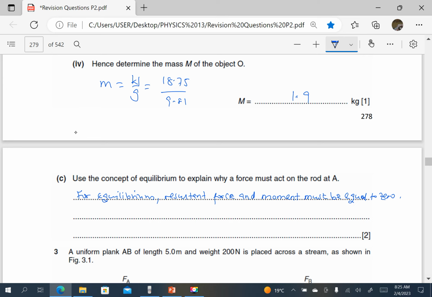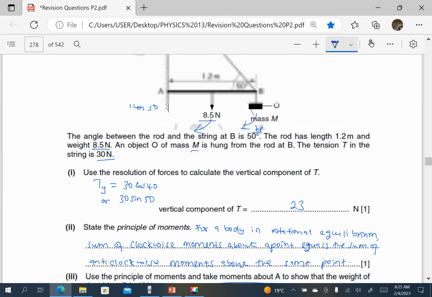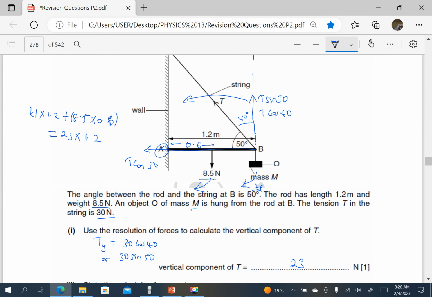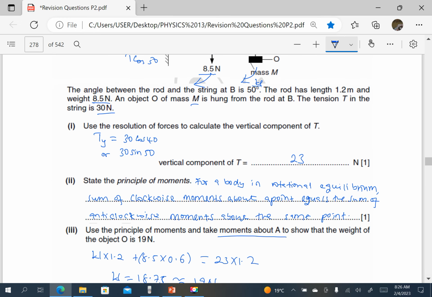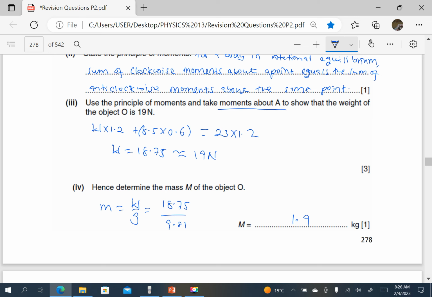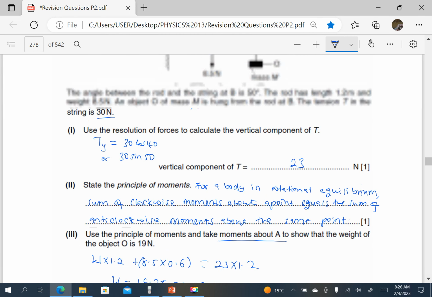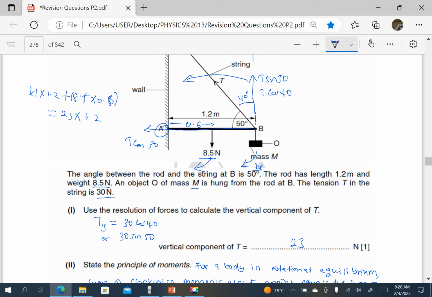So since the upward force does not equal downward force, the beam is not going to be balanced by the forces shown there. We notice that the upward force is 23, the downward force is going to be 8.5 plus the weight, which is 19. It means that there, it is already not balanced. Also notice that the tension T has a component which is towards the wall.